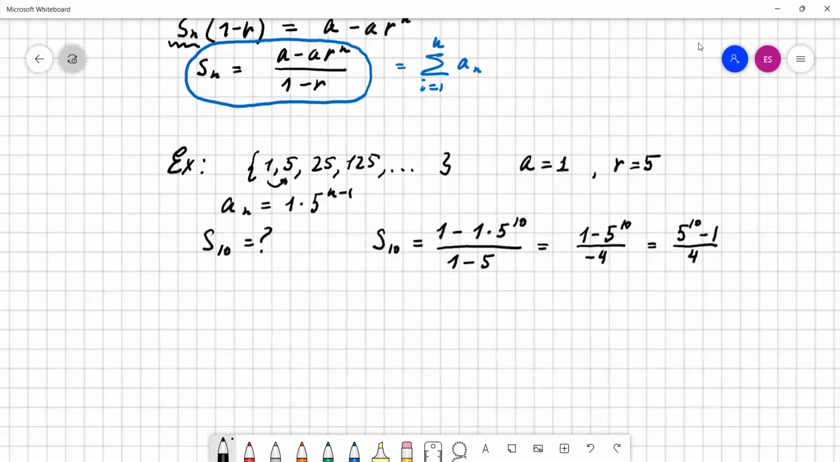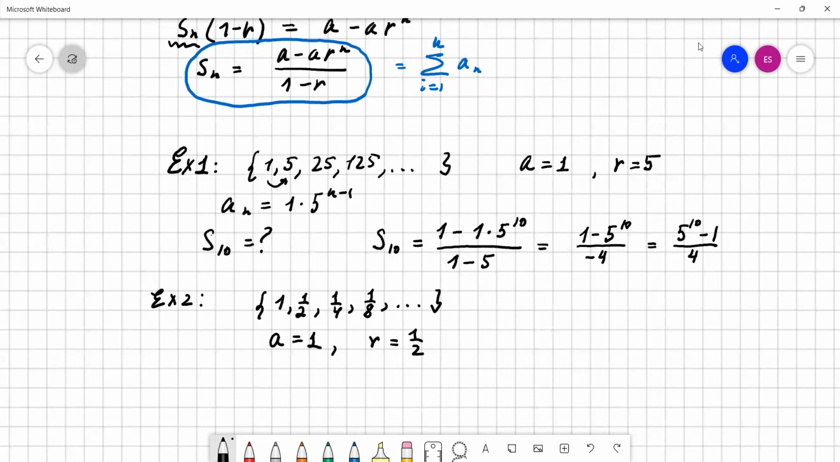Okay, let's calculate the sum of another sequence. That was example number 1. Let's do example number 2. One more. Let's have a sequence 1, 1 over 2, 1 over 4, 1 over 8, and so on. Here, the first term is 1. The ratio is you multiply 1 by 1 over 2, right? Let's find the sum of how many terms? 6 terms. What is the sum of 6 terms here?